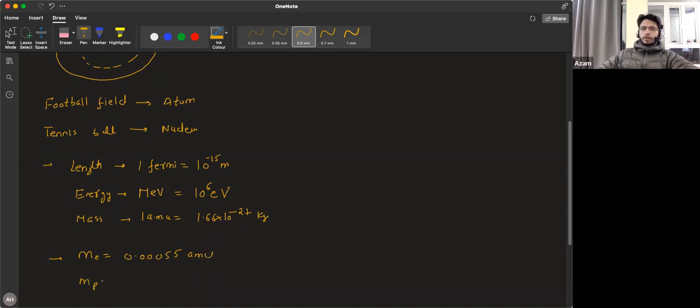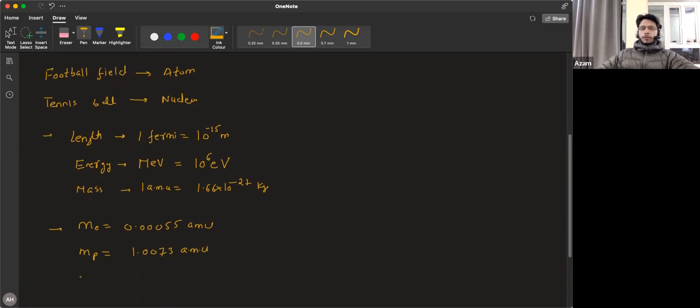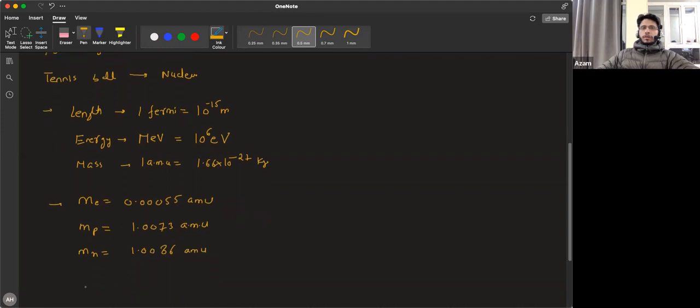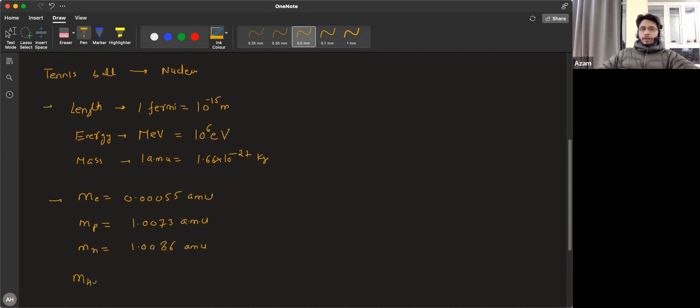Mass of proton is 1.0073 atomic mass unit. Mass of neutron is 1.0086 atomic mass unit. If you take mass of hydrogen atom, and what is hydrogen atom? Hydrogen atom is nothing but electron plus proton. So you will add this and this. When you add this, it's around 1.0078 atomic mass unit. We sometimes express atomic mass unit by just U also.